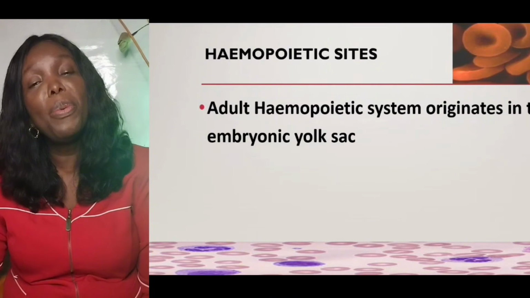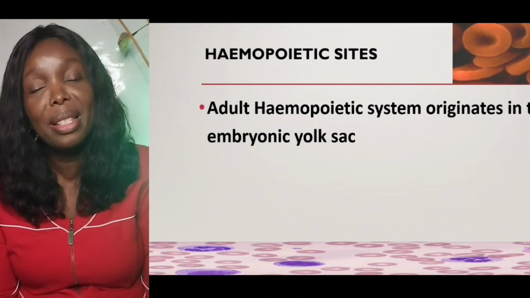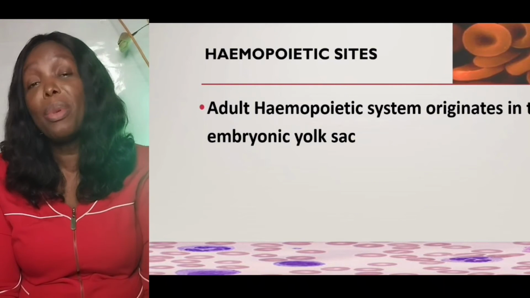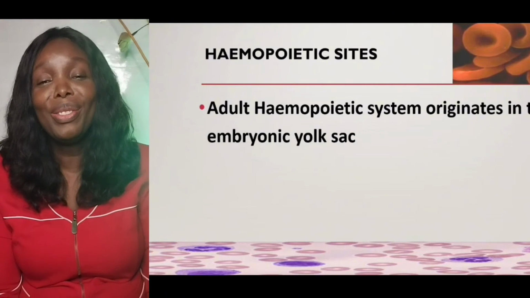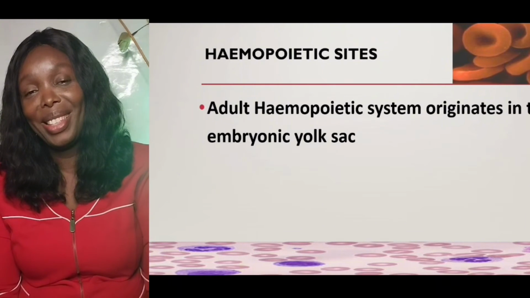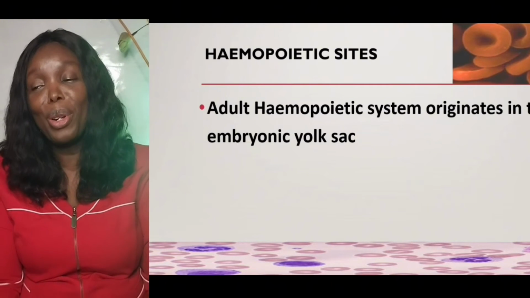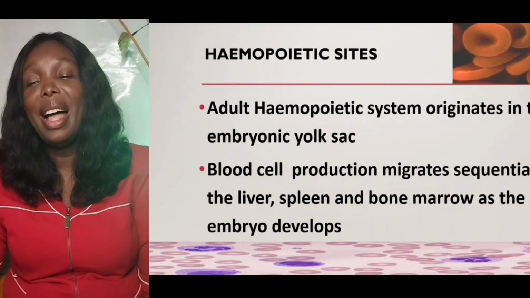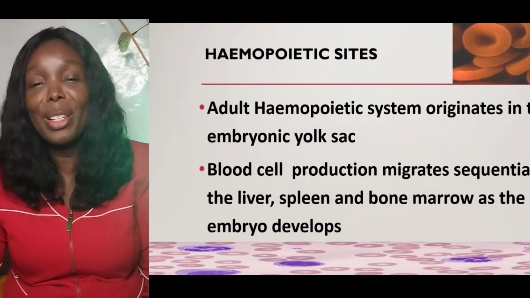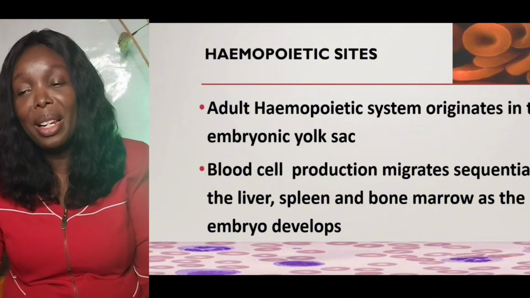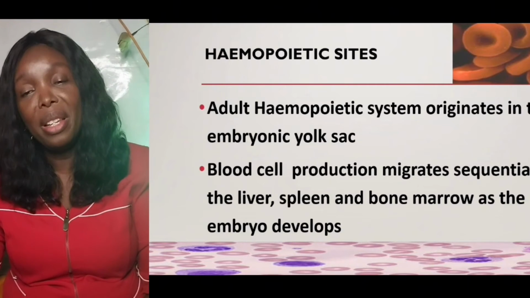Sites of haemopoiesis. The adult hemopoietic system originates in the embryonic sac. In adults, we know that blood cells are produced by the bone marrow. But remember, we all come from an embryo. So, at the embryonic stage, the site of blood cell production is the yolk sac. And then, as the embryo grows, there is sequential migration from the yolk sac to the liver, to the spleen, and then to the bone marrow as the embryo develops.